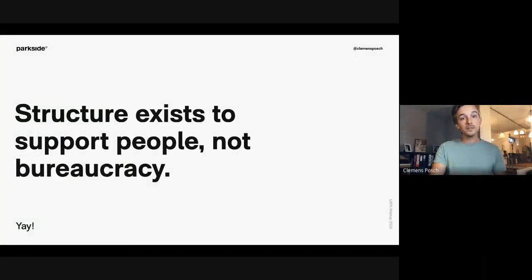It's also incredibly important to have that operation function as part of the design team, and it's there to support people, not bureaucracy. We do this to unblock designers so they can focus on their craft. That's really important. Remember that one.